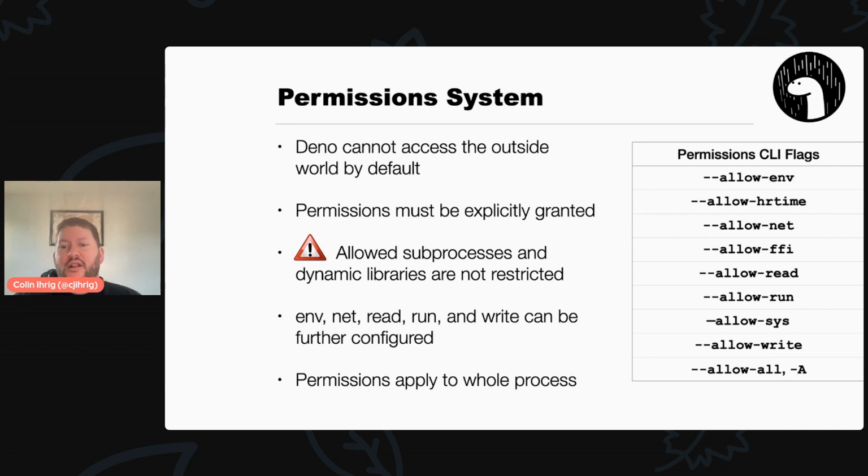For doing foreign function interface work, we have --allow-ffi. --allow-read and --allow-write are used for accessing the file system. --allow-run is for spawning child processes. And then if you just want to go with the Node.js YOLO approach to permissions, there's the --allow-all or -A. A few things to note. If you're allowing subprocesses or dynamic libraries to be loaded, those are not restricted. So once you do that, you're kind of opting out and letting these things do whatever they want.